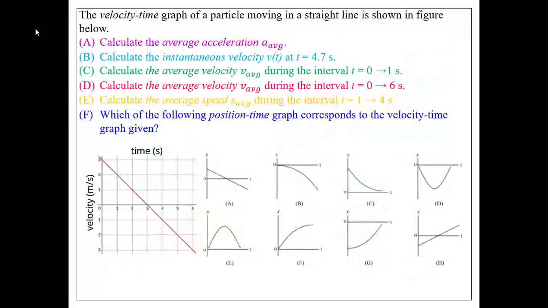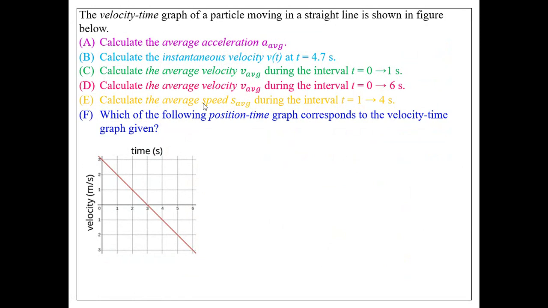Okay, so here in this particular video, we have a velocity time graph of a particle moving in a straight line, and it wants us to find A, B, C, D, E, and F. If you need to, pause, read, otherwise keep up. Let's do part A. Part A wants us to find the average acceleration for the whole entire motion here.